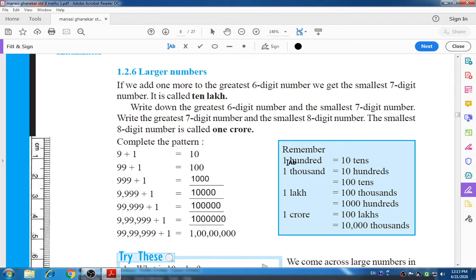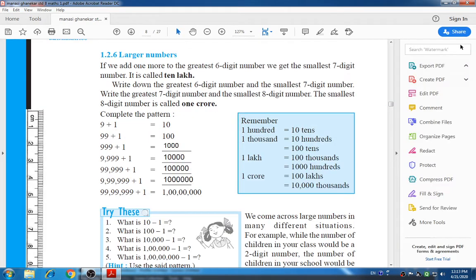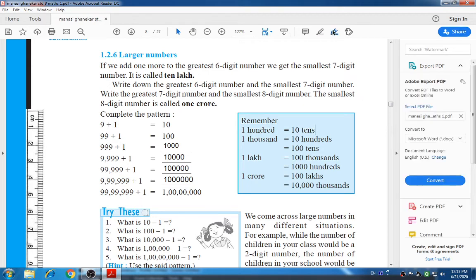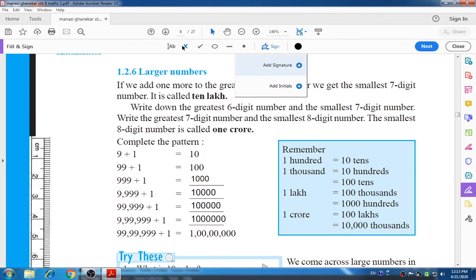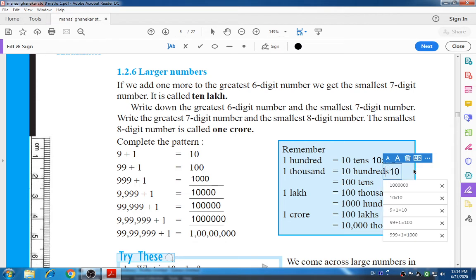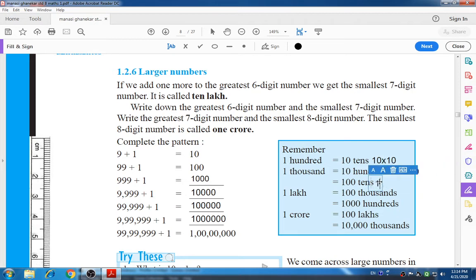Look at here, remember: 100 is equal to 10 tens. So easily we can write here 10 tens, that means 10 into 10. 1000, that means 10 hundreds, that means 10 into 100. 1000 also means 10 into 100. So I will get the same answer.